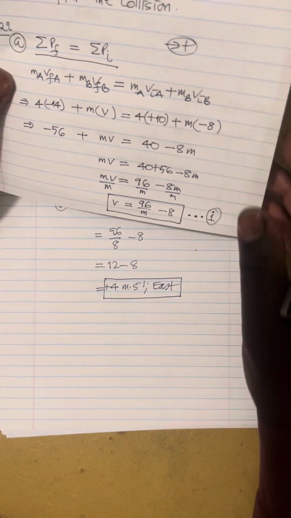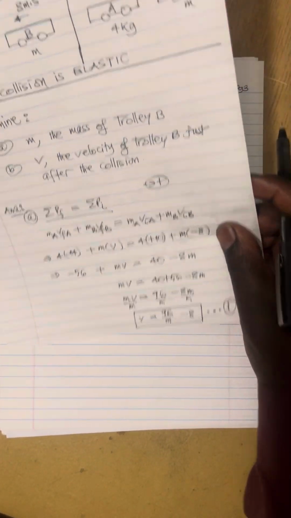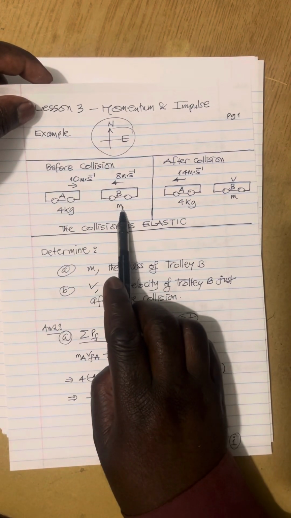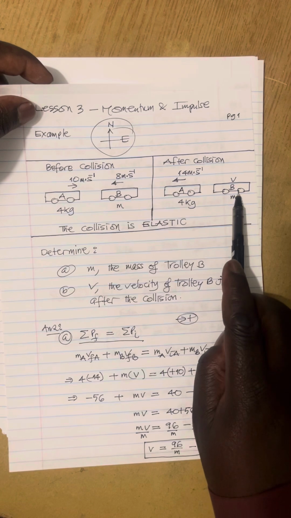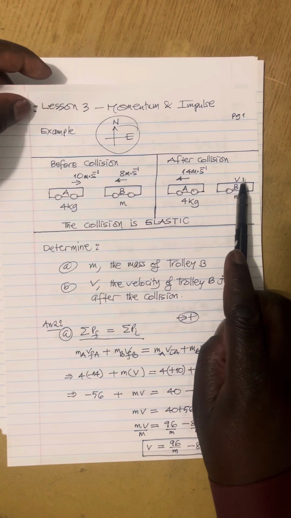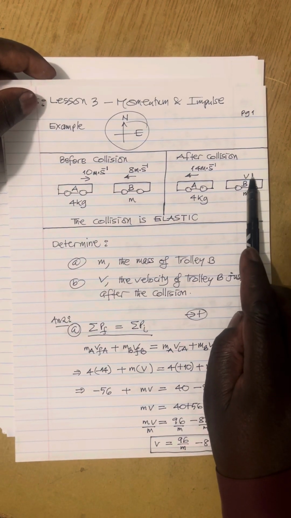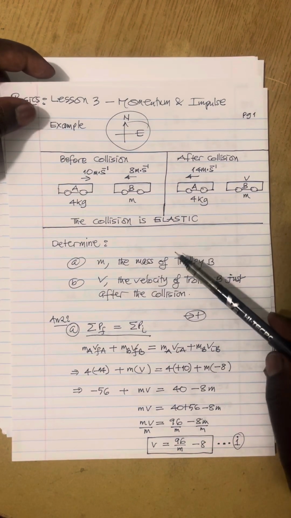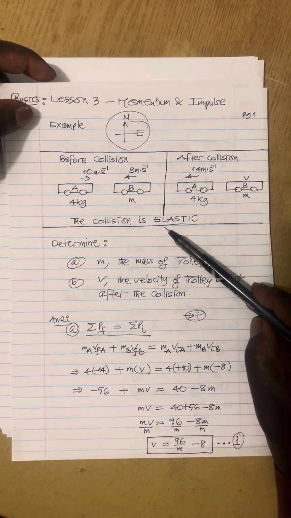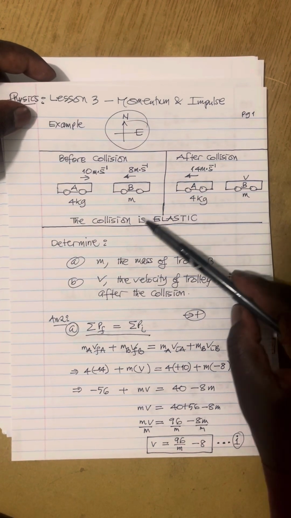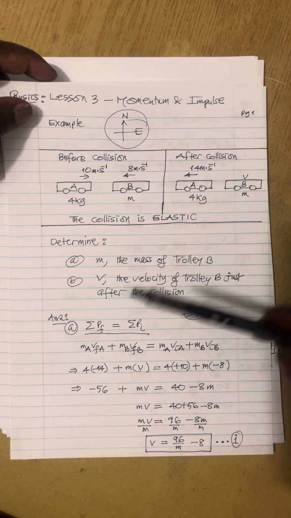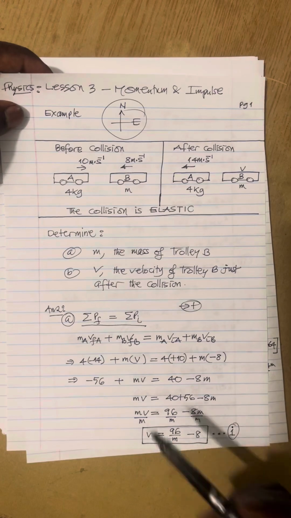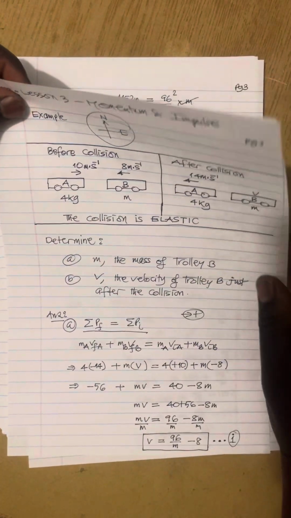If you go back to lesson 2, you'll see that this was an example where I had given the velocity and the mass, and we needed to calculate the velocity of trolley B just after collision, which we of course worked out as 4 meters per second east. But I promised you that I was going to hide m and v and then work backwards, work from the fact that the collision is elastic, and determine the value of m and the velocity of trolley B just after collision.